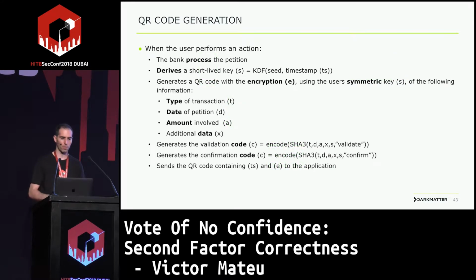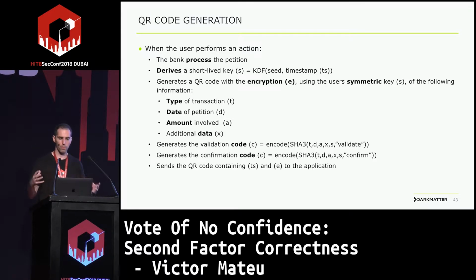How do you do that? Well, you just send all the information. You have the KDF of the seed, so the key, and the timestamp of the operation. And you add all the information of the transaction: the amount that you wanted to send, the account that you wanted to be the receiver of the money, even the currency.